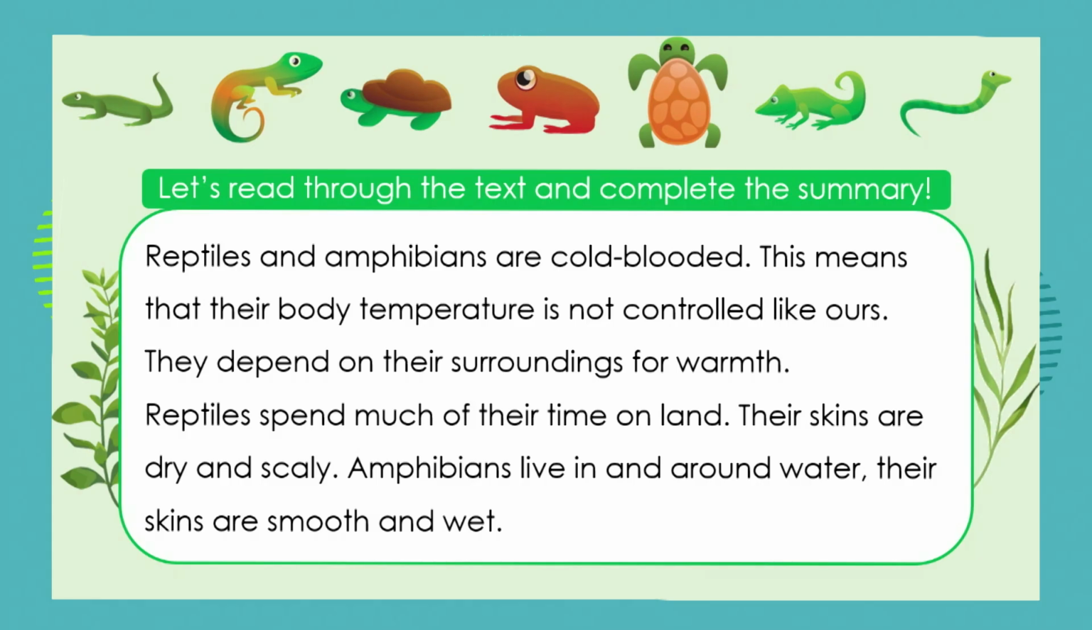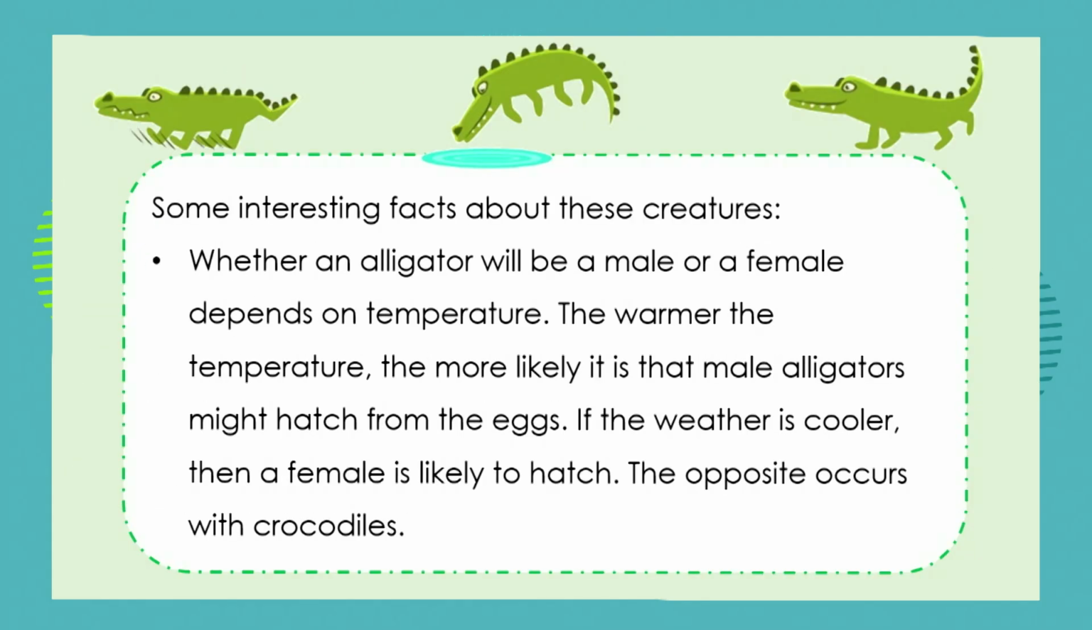Reptiles and amphibians are cold-blooded. This means that their body temperature is not controlled like ours. They depend on their surroundings for warmth. Reptiles spend much of their time on land. Their skins are dry and scaly. Amphibians live in and around water. Their skins are smooth and wet.